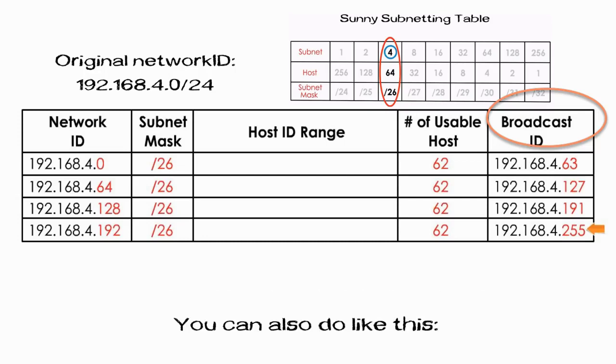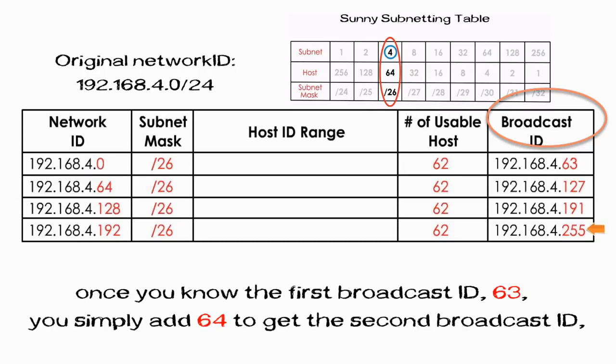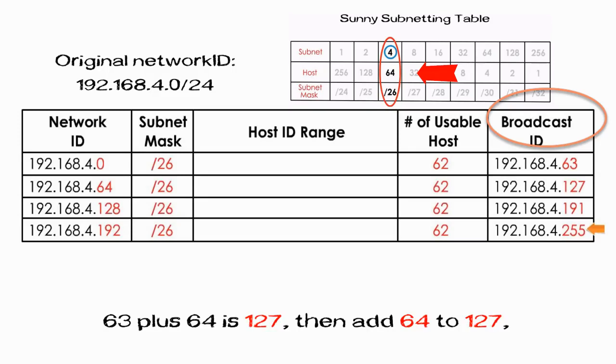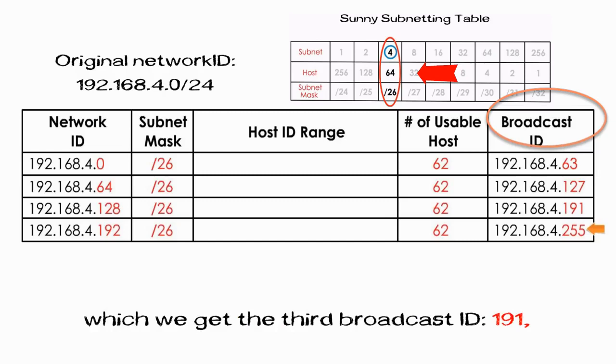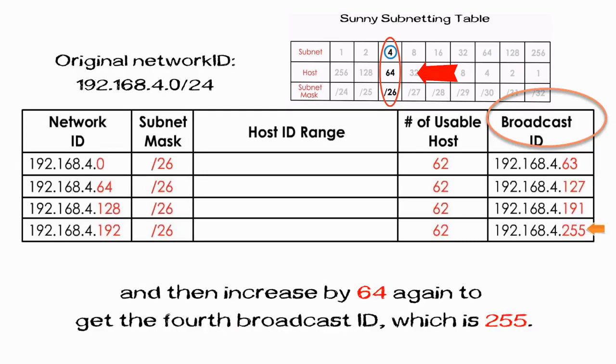We can also do it like this. Once you know the first broadcast ID, 63, you can simply add 64 to get the second broadcast ID, and 63 plus 64 is 127. Then add 64 to 127, and we get the third broadcast ID, 191. Then increase by 64 again to get the fourth broadcast ID, which is 255.